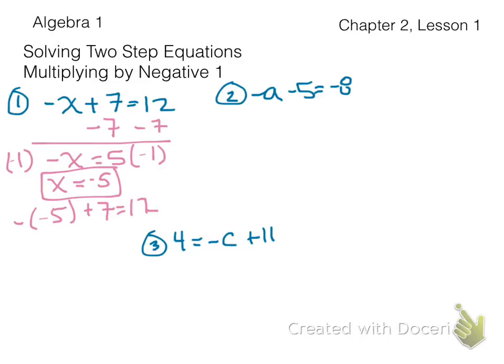Okay, so what's the opposite of -5? Well, the opposite of -5 is 5. 5 plus 7 is 12. So that is a true statement. So this works. All right.